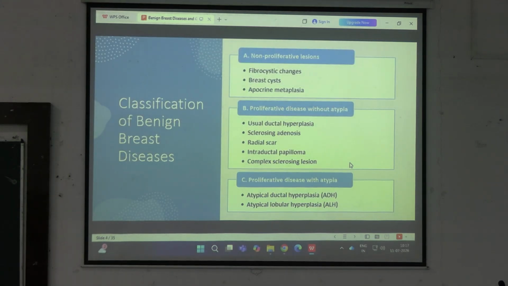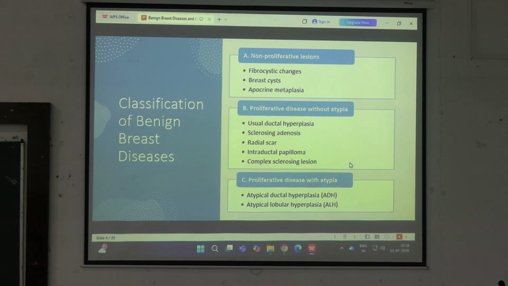So to classify benign breast diseases, first of all, we have three categories. One is non-proliferative, another is proliferative. Among proliferative, there can be two types: one is without atypia, another is with atypia. For non-proliferative, the most important is fibrocystic disease. This is the most common or the normal condition which is found. The most common benign condition is fibrocystic disease. This is a non-proliferative condition.